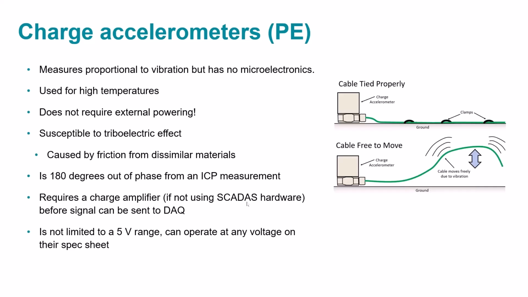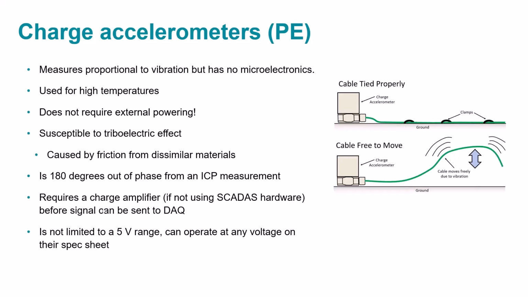If you're using SCADAS, we make special cards that will amplify the signal that have the charge amplifier built into them. They're called VCA cards. If you're not using a SCADAS, you have to use a separate signal conditioner that is specifically designed for this type of procedure. But you have more control over your accelerometer if you're using a charge accelerometer.